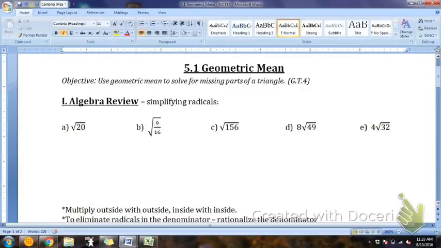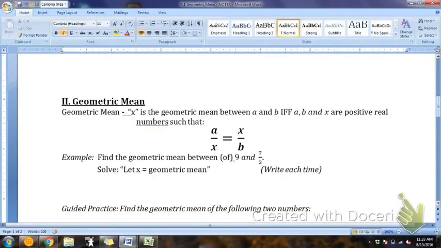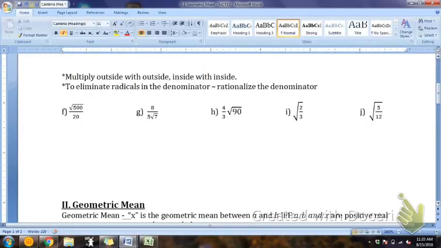I got to move my paper down. Too far. All right. Here we go.